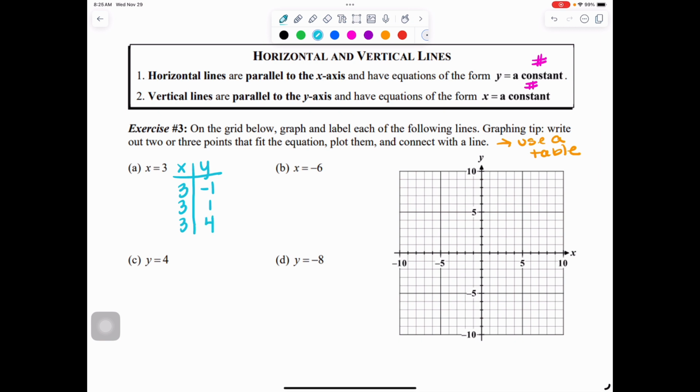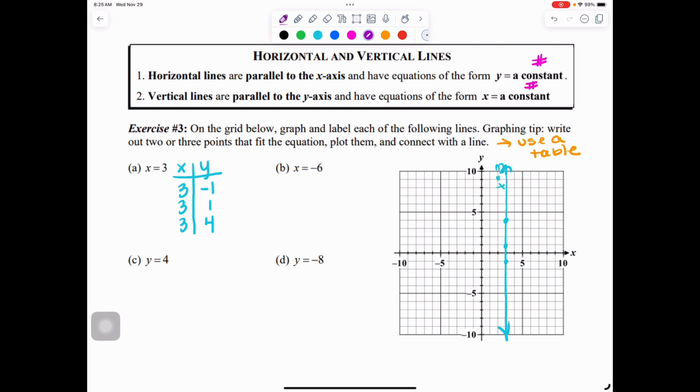So now I can go over to the graph and plot those points: (3, -1), (3, 1), and (3, 4). And now I can see that it makes a vertical line that crosses the x-axis at 3, and we'll label it with x equals 3.